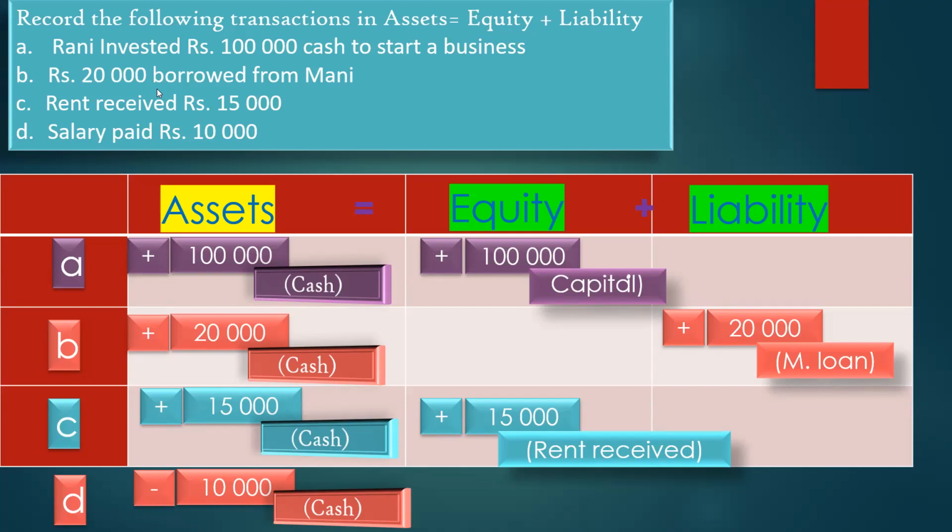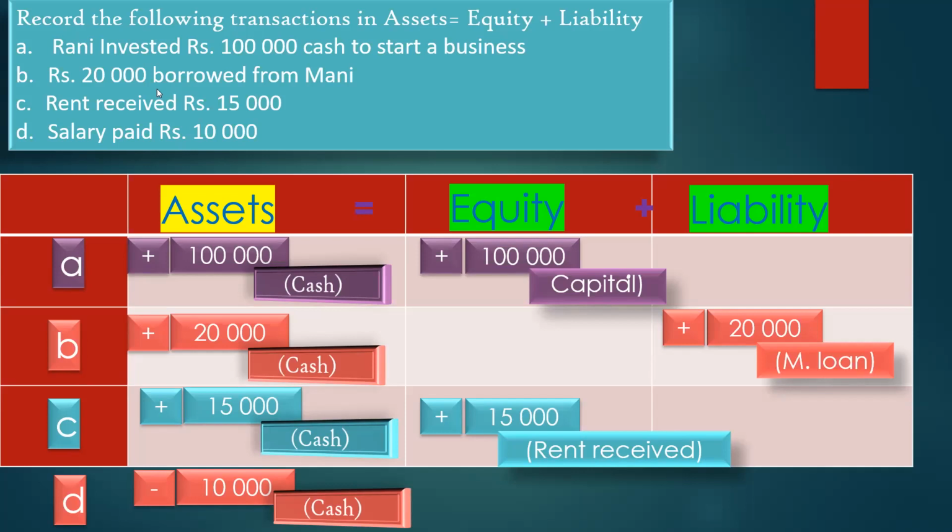Salary paid is an asset or equity or income or expense or liability. I gave 5 options. Salary paid is an asset or equity or liability or income or expense. Salary paid is an expense. Very good. That's what we have to do: listen carefully, think a bit and answer it.